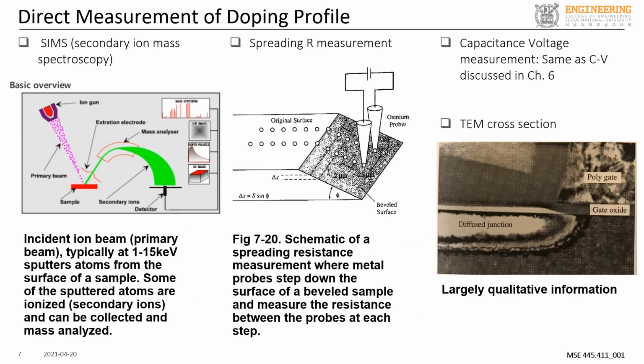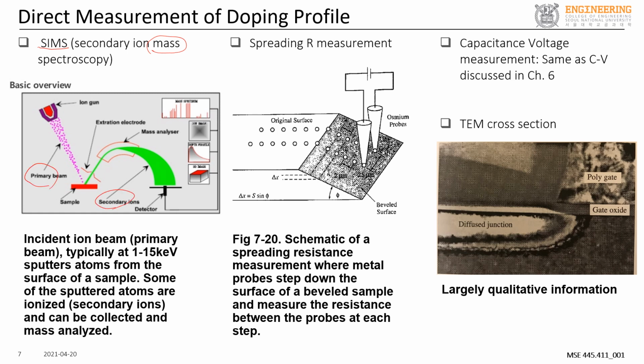There are a couple of ways to measure that. They are not perfect, but they give you more information about the doping profile. The first one is something called SIMS, or secondary ion mass spectroscopy. The reason why it's called secondary is because there's a primary ion and a secondary ion.